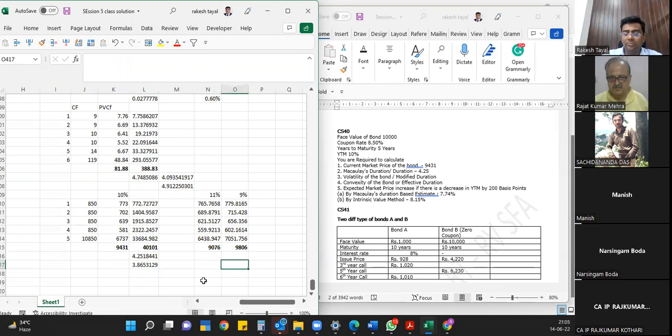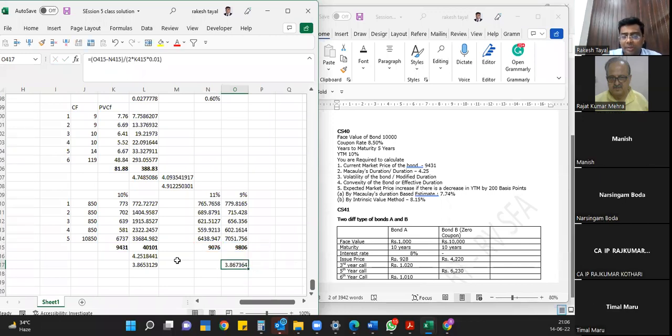What is the formula? P minus, P plus bracket, divided by 2 into current price into 1, sorry, 1. One. More or less the same is coming, right? Now the expected market price increase if there is a decrease in YTM by 200 basis points.